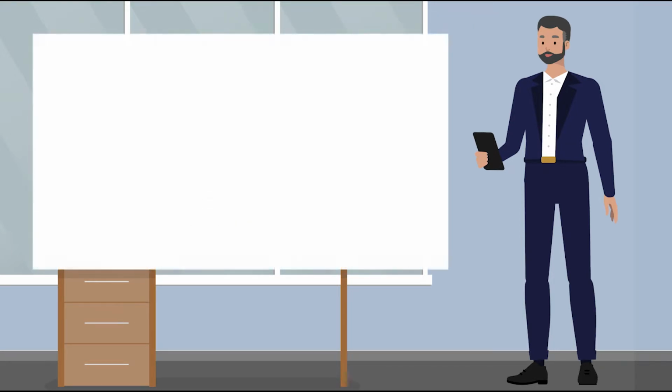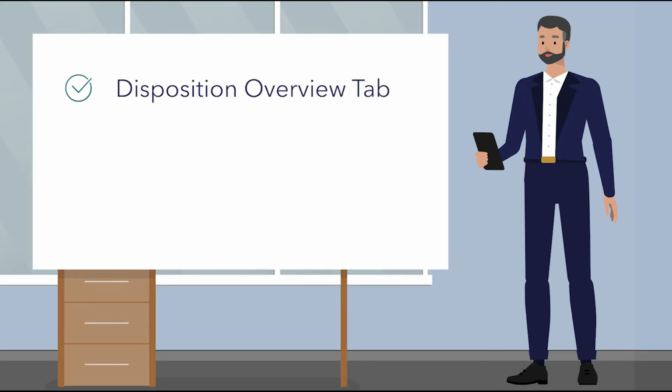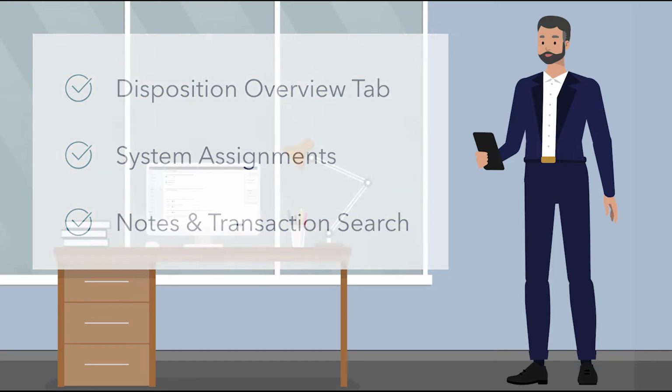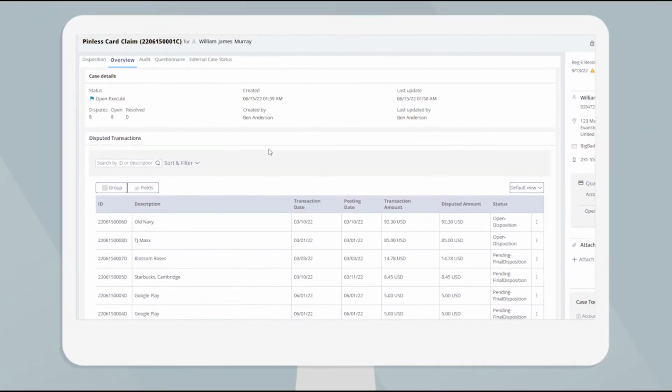In this video, we will look at UI changes to the Overview tab, changes to the UI for system assignments, and changes to the functionality of notes and transaction search within the case tools on a claim. To begin, we will start by reviewing changes made to the Overview tab information.